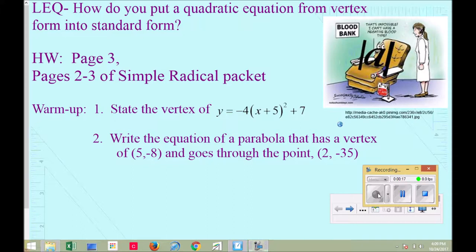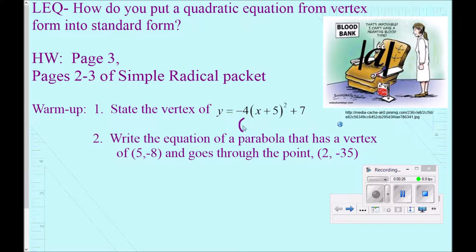So the vertex, we know adding 5 before squaring means a shift to the left 5. So that means going from 0, 0, I'm now at -5. And then plus 7 means up 7, so positive 7. So -5, 7 is the vertex.